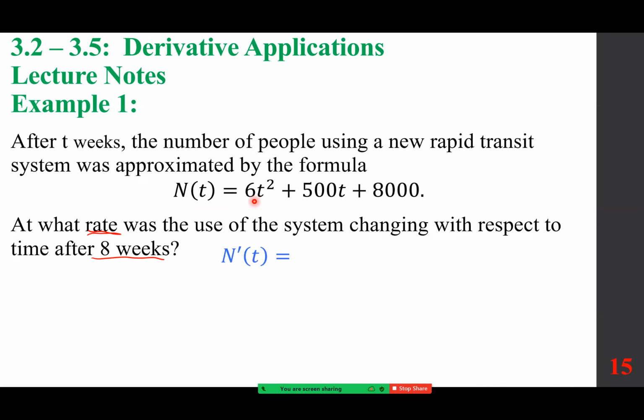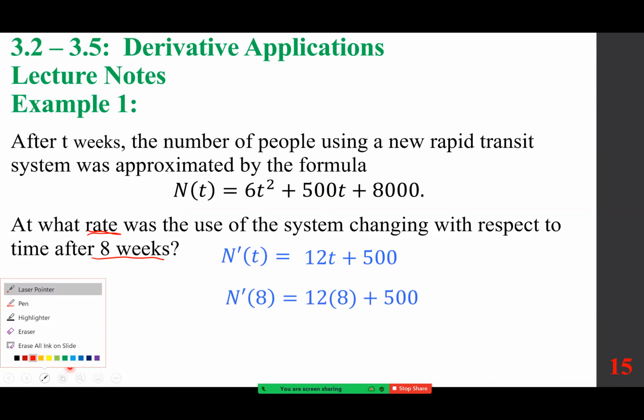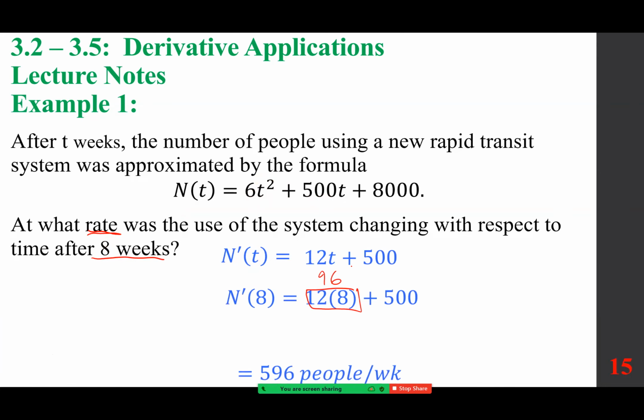N prime of t is 12t plus 500. And we want it after 8 weeks, so replace the t with 8. Twelve times 8, 96, plus 500 is 596.